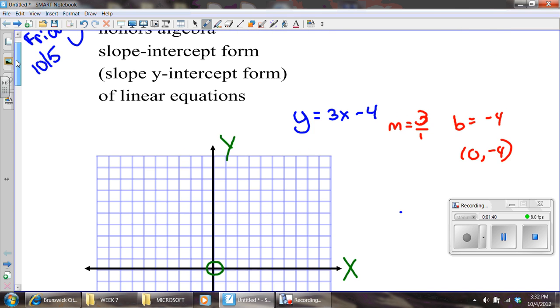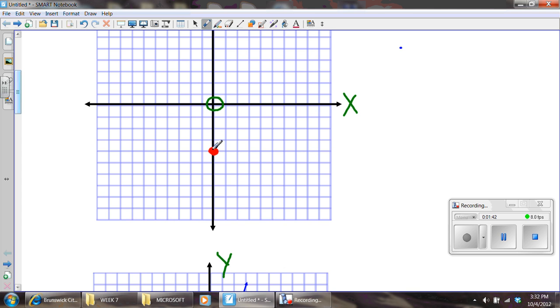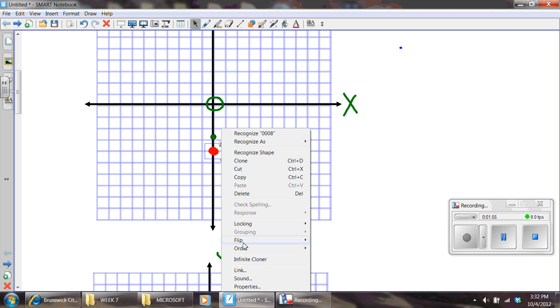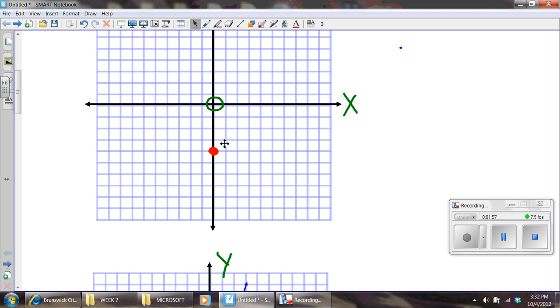Now my slope is 3 over 1. So from there, I will count up 3 and then right 1. So let me infinitely clone him. Abracadabra, you are cloned infinitely. Wouldn't that be cool to do yourself? Unless you didn't like yourself very much, then it'd be annoying. Up 1, 2, 3, and to the right 1. And then from there, I can go up 1, 2, 3, right 1.